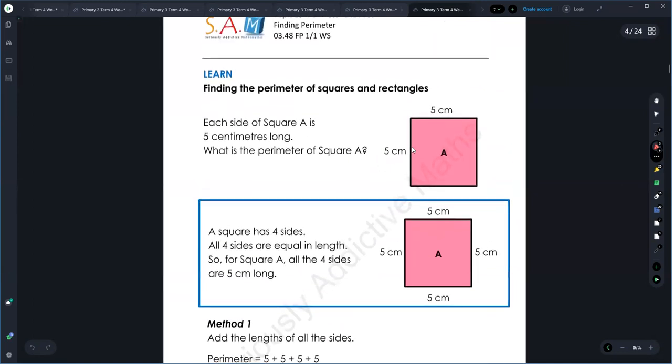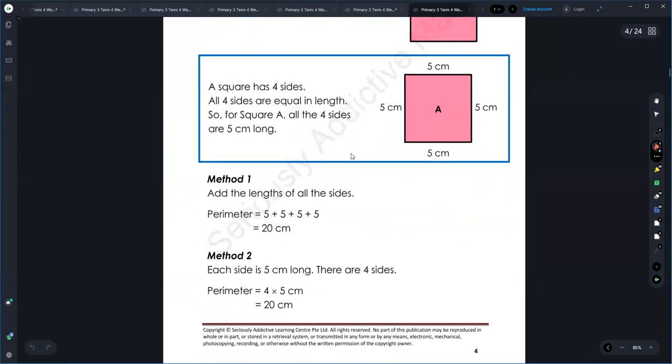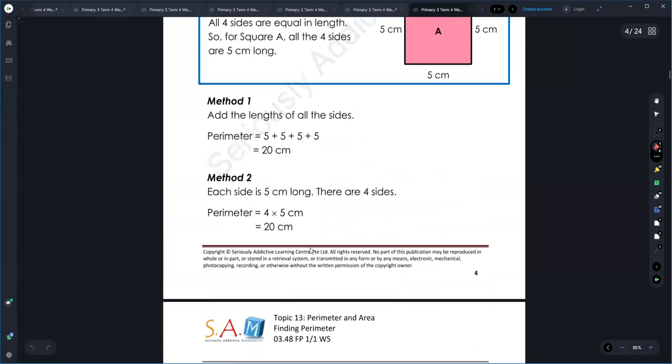So this is important. As a concept, right? Square, if one side is 5 cm, all the sides are 5 cm. Okay, so they don't even need to be shown the other sides. So this is understood. So either they can do 5 plus 5 plus 5 plus 5, or they know 4 sides are equal, will be 4 times 5. Okay, there you go. Method 1, method 2.